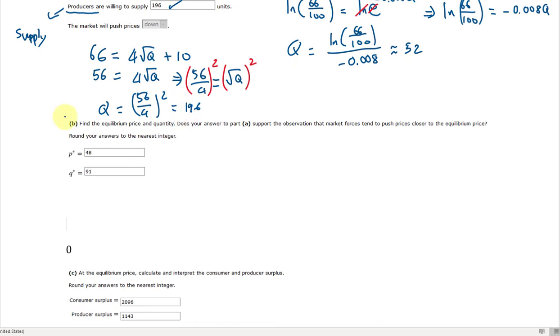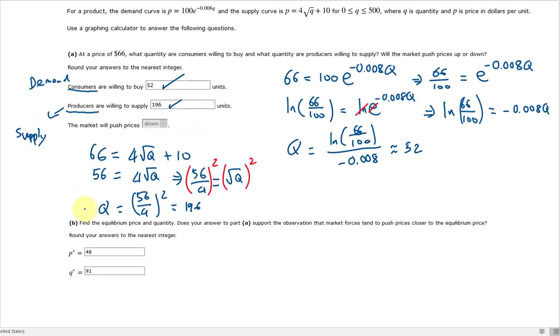The next question: find the equilibrium price and quantity. Remember, the equilibrium point occurs when the demand and supply are equal. So now we just have to set the two equations equal to each other. The demand, 100 e to the minus 0.008 Q, equals the supply, 4 square root of Q plus 10.